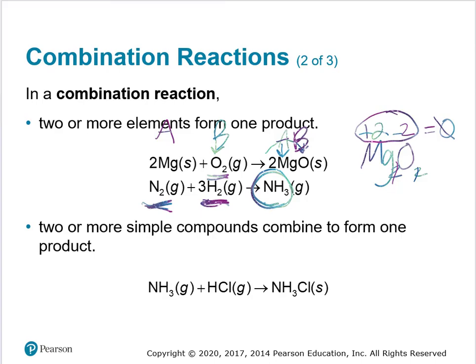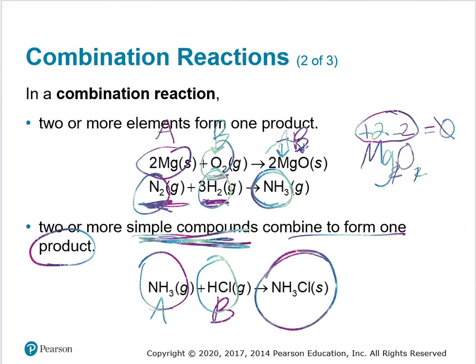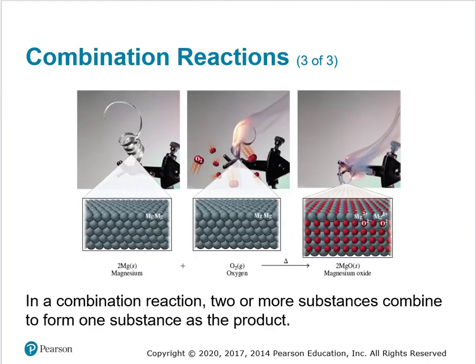For a combination reaction, we can also have 2 or more simple compounds, not just lone elements like magnesium, nitrogen, oxygen, hydrogen. They don't have to be just elements, but they can be simple compounds that combine to form one product. So I still have A, I still have B, so I have one thing plus another thing to give me one product. That's the key: one product for a combination reaction.